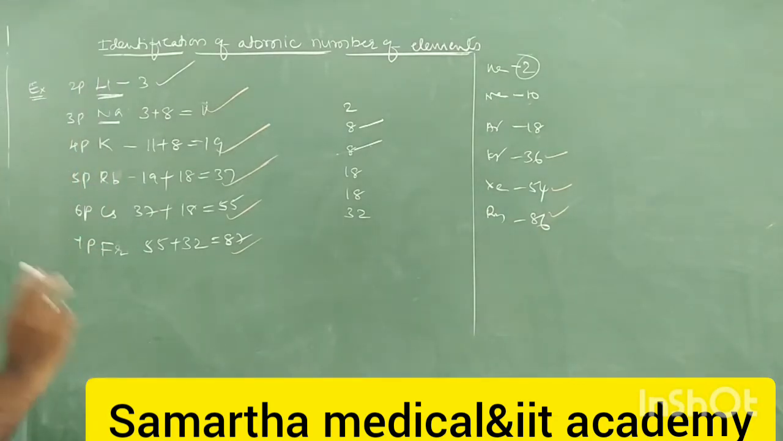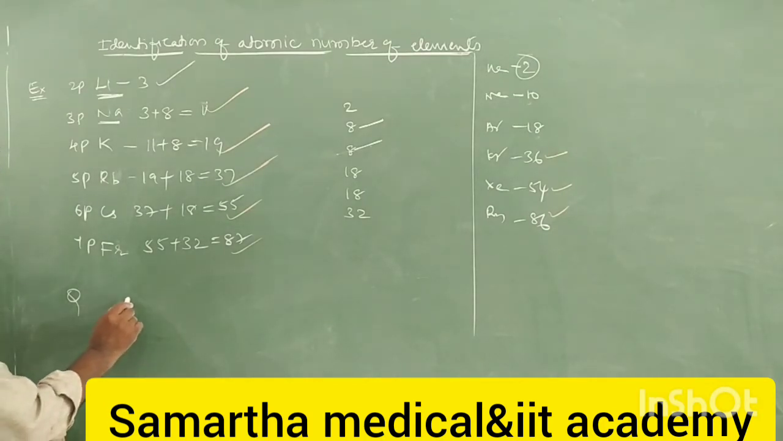Okay, then questions are like this. Write down the question. Which of the following sets of atomic numbers are related to the same group?